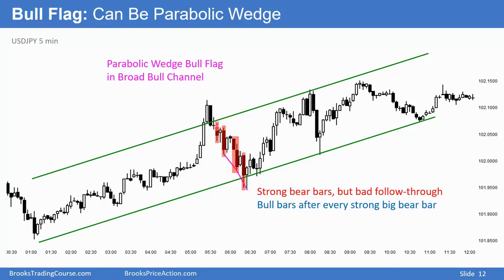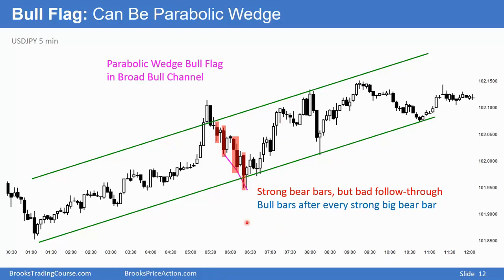Strong bear bars, each one with bad follow through. A series of sell climaxes, each one with bad follow through. You have to be thinking that this is unsustainable behavior and probably a bear leg in a trading range or a bear leg and a bull flag, and the market will have at least a small reversal up.